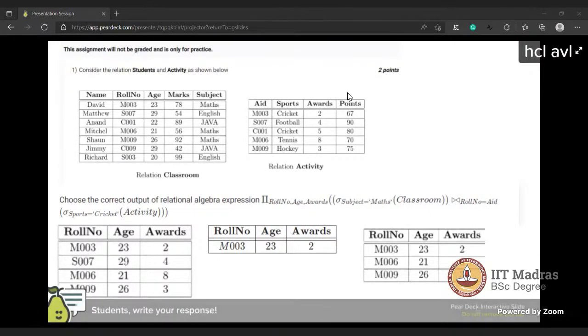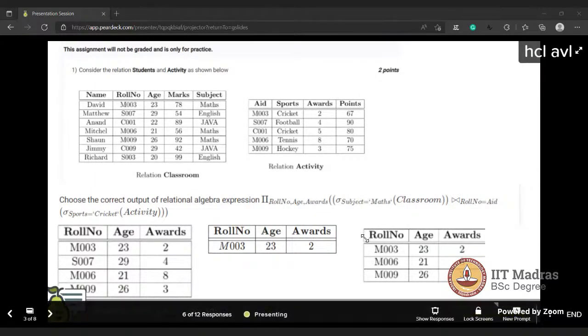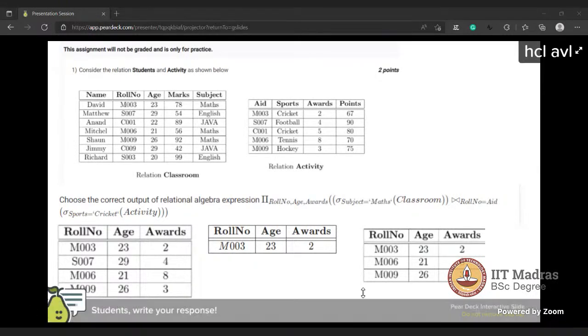Hello. Yes, who is talking? Actually, I'm looking for the options. Right? Options 1, 2, and 3 are there, and the fourth option is none of them.